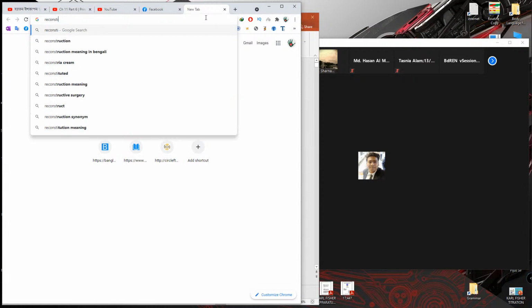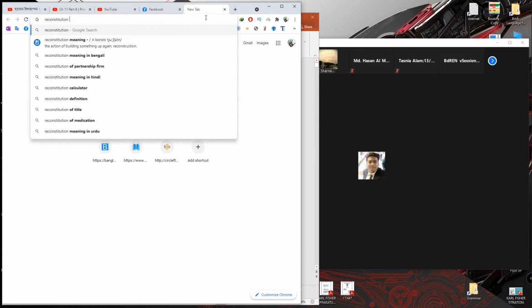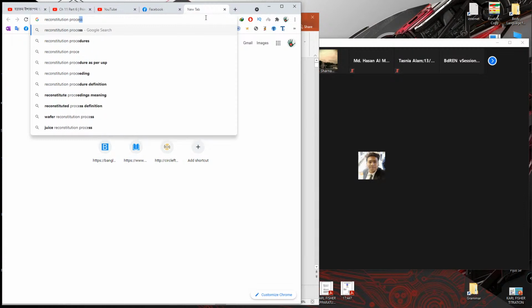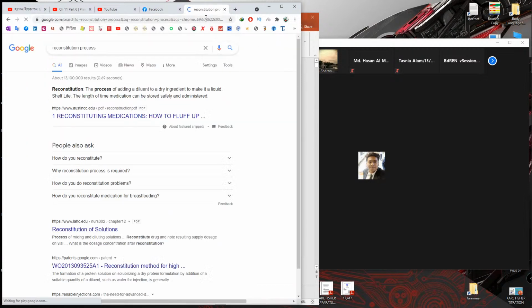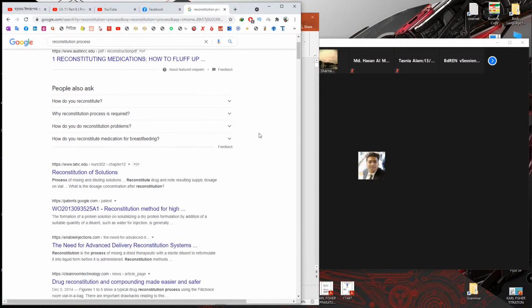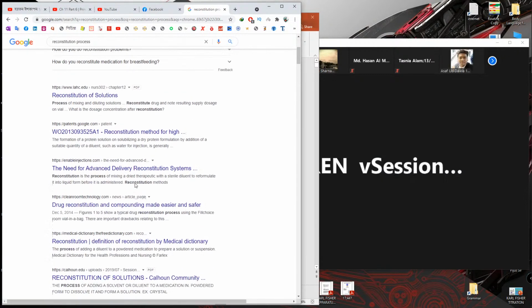Yeah. The reconstitution process is restoring something to its original state by adding water to it. In a lyophilization product, the water is dried by freeze drying, and the product will be reconstituted after adding water. And why do we need that?